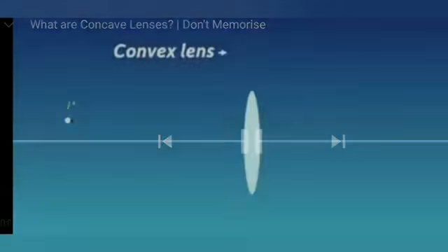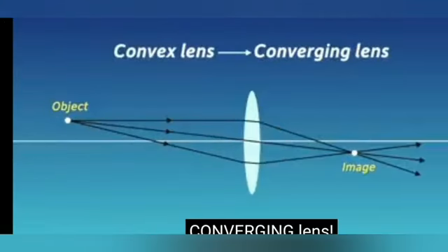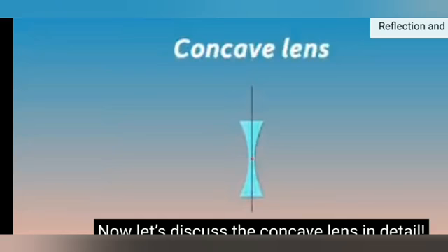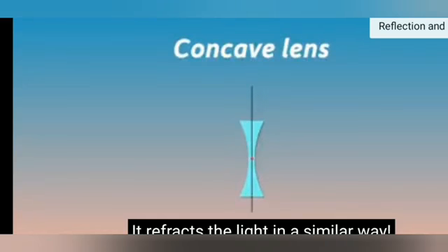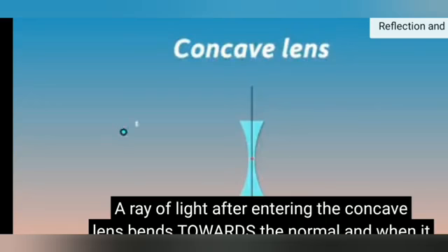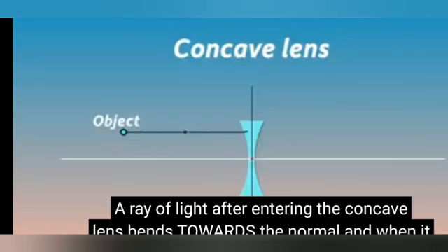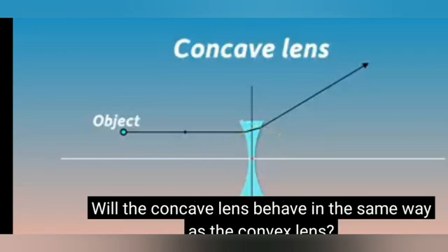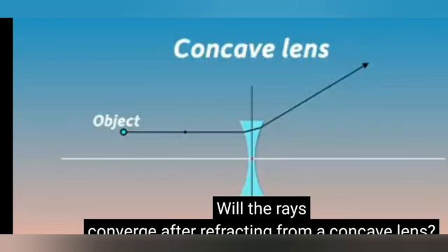We've seen why a convex lens is called a converging lens. Now let's discuss the concave lens in detail. It refracts the light in a similar way. A ray of light after entering the concave lens bends towards the normal, and when it again enters air, it bends away from the normal. Will the concave lens behave in the same way as the convex lens? Will the rays converge after refracting from a concave lens?